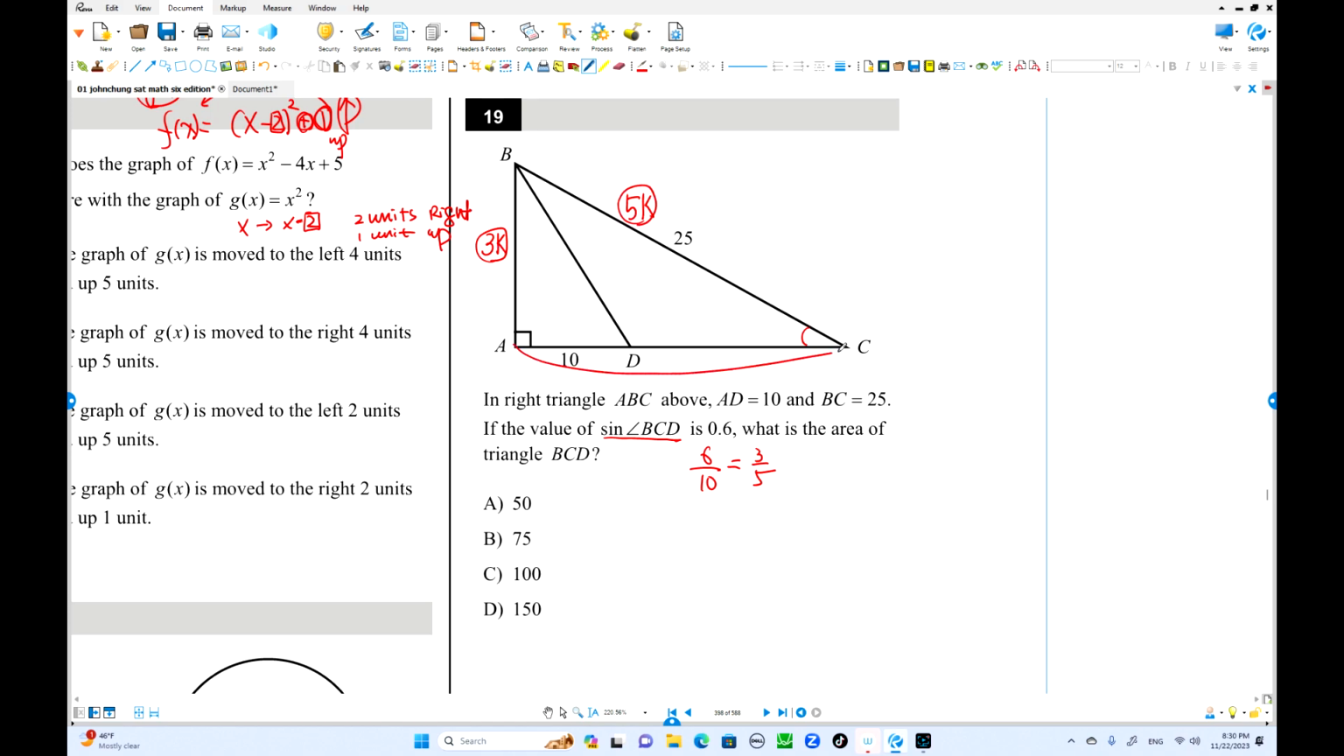What is the length of this one? 3, 4, 5. That is 4K, right? Now let's find the value of K. This is equal to 25. The value of K equals 5, isn't it? Put this number 5 there. 3 times 5 is 15. This length is 15. This length is already 25. What about this length? 20, right? 4 times 5 is 20. That's the length.